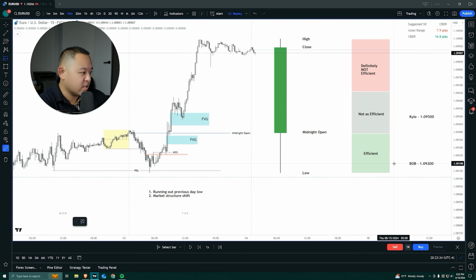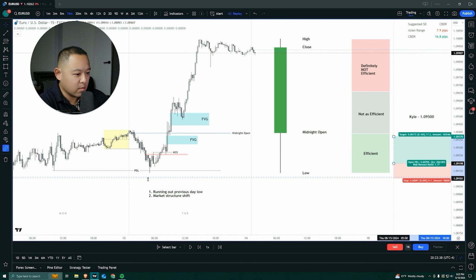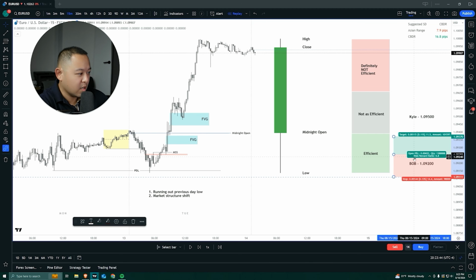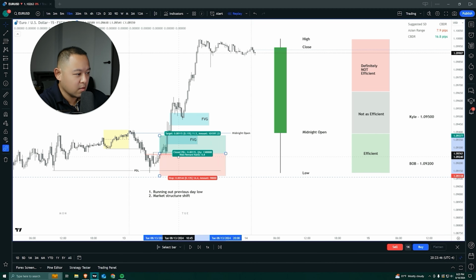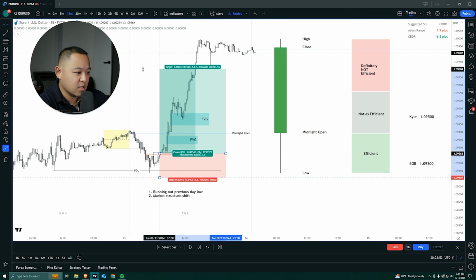So let's say Bob entered here, and then he placed his stop a little bit below the daily low. Let's say he got in anywhere up here, so this is below the midnight open. Let's say he got in right around here and put his stop maybe at the weekly open. That's this blue line here. And he's targeting, let's say, a 3-to-1. Well, he can get that pretty easily, right?